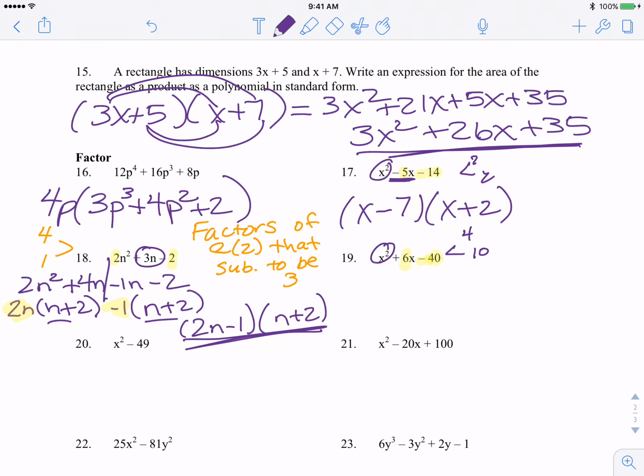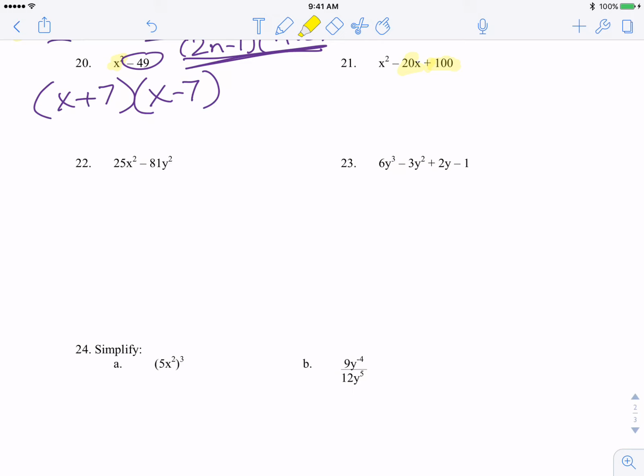On number 21, I'm doing factors of 100 that add up to 20. My factors of 100 that would add up to 20 are 10 and 10. So I have x and a 10, x and a 10. I need to create a -20. The only way to do that is -10 minus 10.